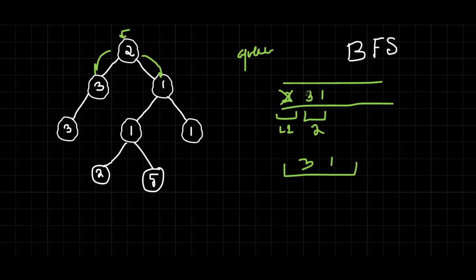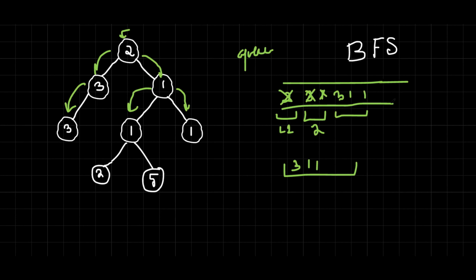Now, what is the front element of the queue? It is 3. So let's remove it and insert its left child 3 into the queue. Now, what is the front element of the queue? It is 1. And insert both of its left and right children into the queue. So the queue will contain 3, 1 and 1. It is level 3. So here in the third level, the vector will also contain the values 3, 1 and 1.